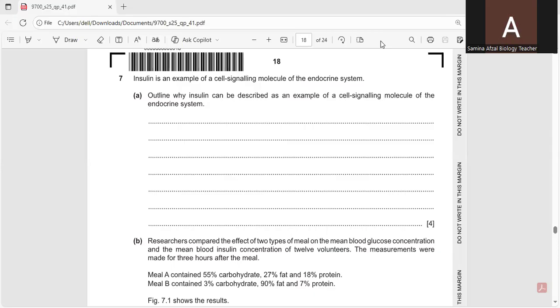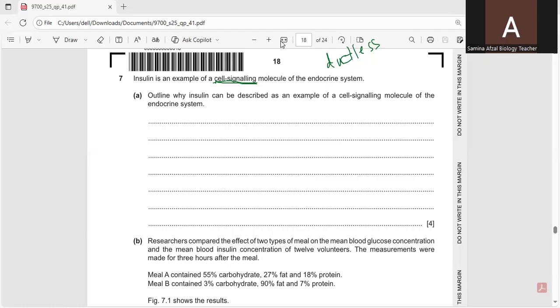So the endocrine system consists of the ductless glands. Ductless glands don't have ducts, due to which they directly pour their secretions into the blood, and cell signaling is the way of communication between the cells. So, outline why insulin can be described as an example of a cell signaling molecule of the endocrine system.